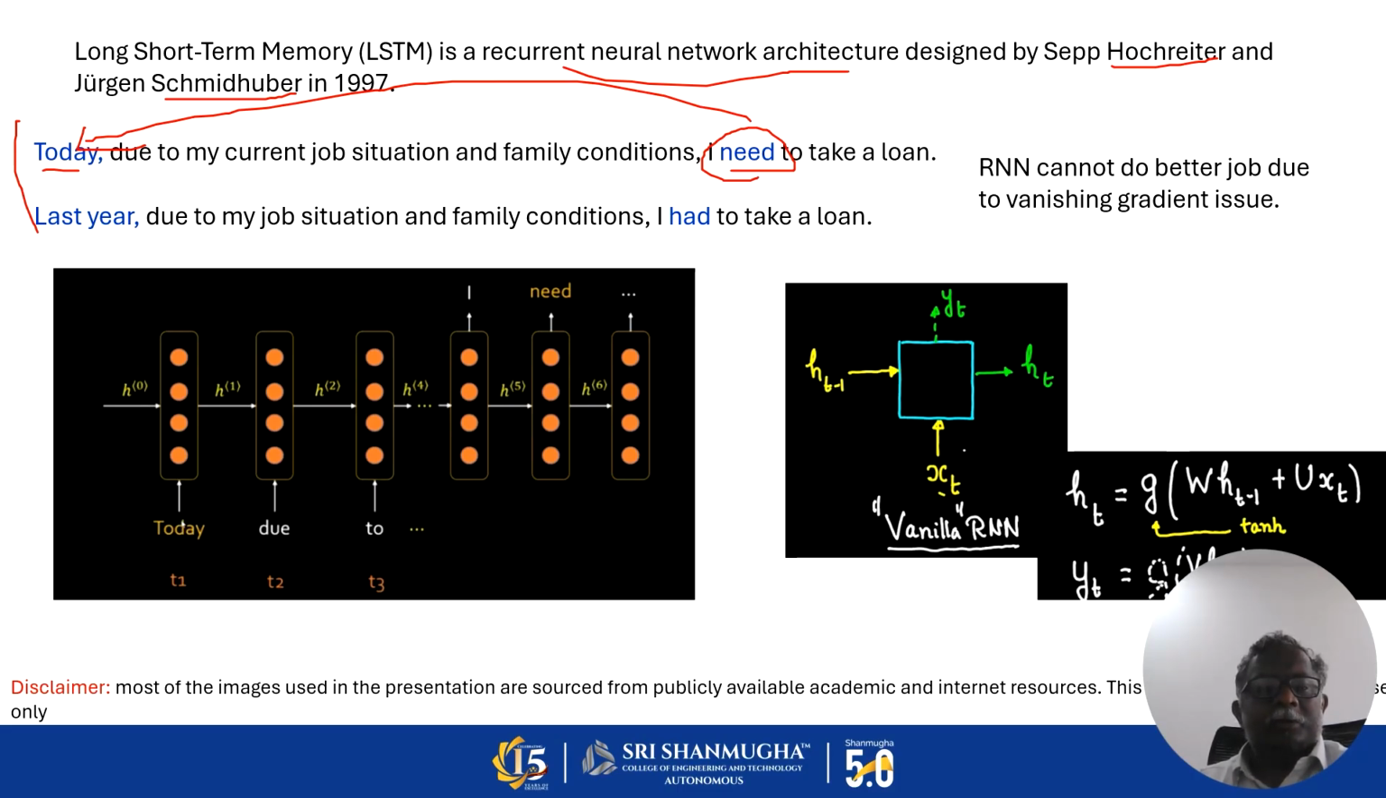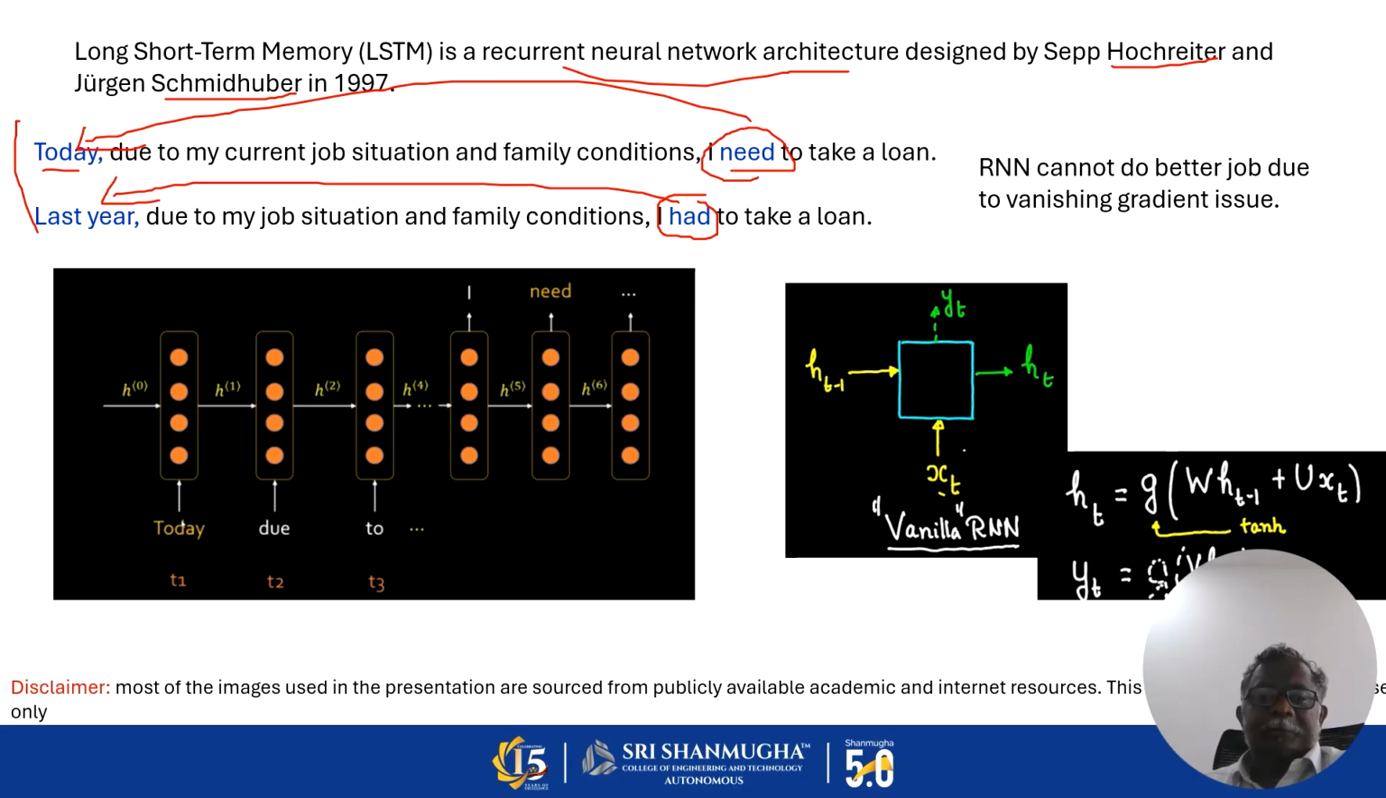Suppose if you look at this sentence: today, due to my current job situation and family condition, I need to take a loan. So the word need depends on the previous word today. Similarly, in this sentence, the word had depends on the words last year. In simple RNN, it can capture a few sequences, but it can't capture the long range dependency. So to have that, we move towards GRU and LSTM.